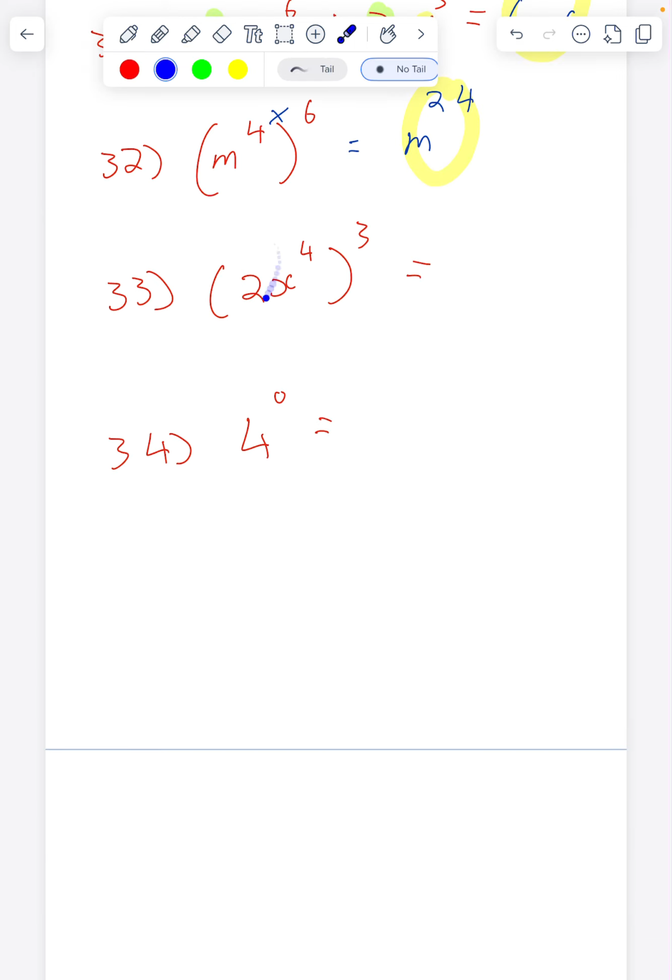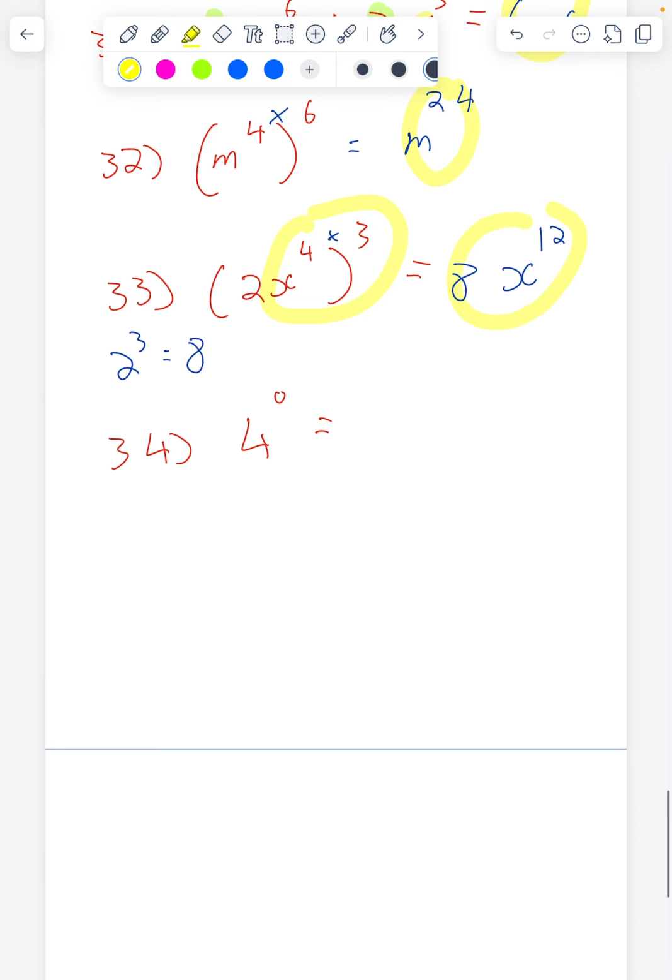Question 33 is a trickier variation, but if you ignore the 2 for the time being, so you can almost put your finger over that 2, you've got x to the 4 cubed, the same thing as the previous question, you times the powers together, you go and do 4 times 3, which gives you x to the 12, and then you go and do 2 to the power of 3, and 2 to the power of 3 is 2 cubed, which we know gives you 8, so it's going to be 8x to the power of 12.